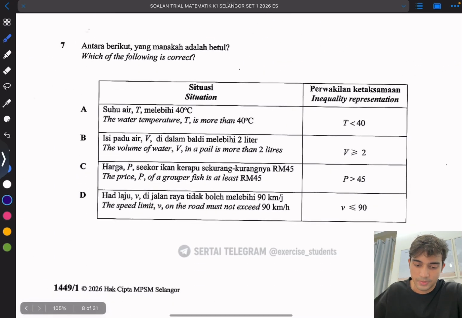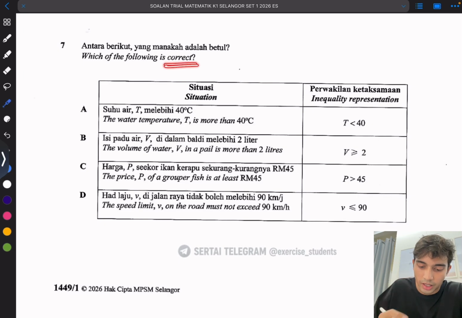Done. Question 7. Which of the following is correct? Okay. Water temperature is more than 40 degrees. More than. Here they put less than. So ini adalah salah. Volume of water in a pail is more than 2 liters. More than. Here they put more than equals to.